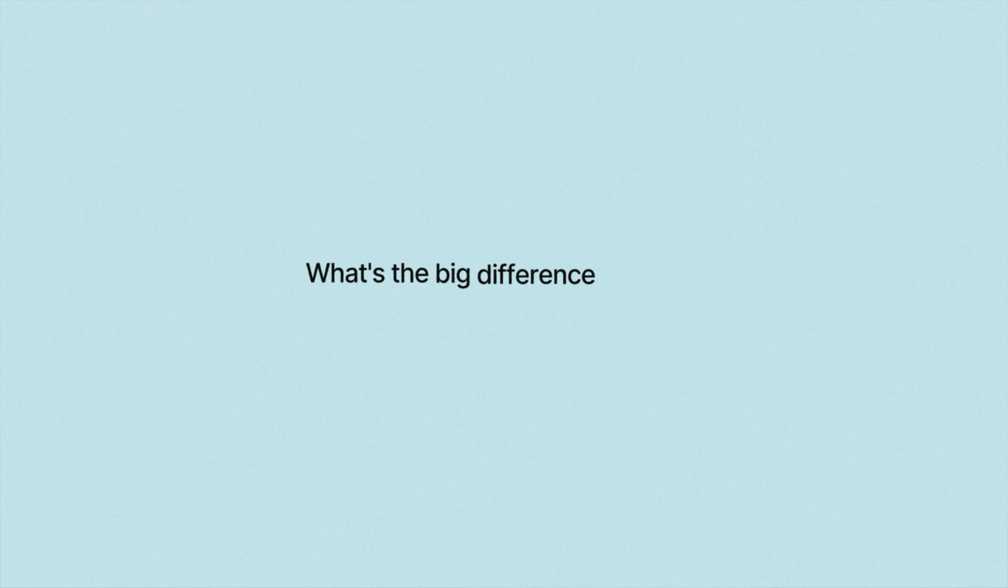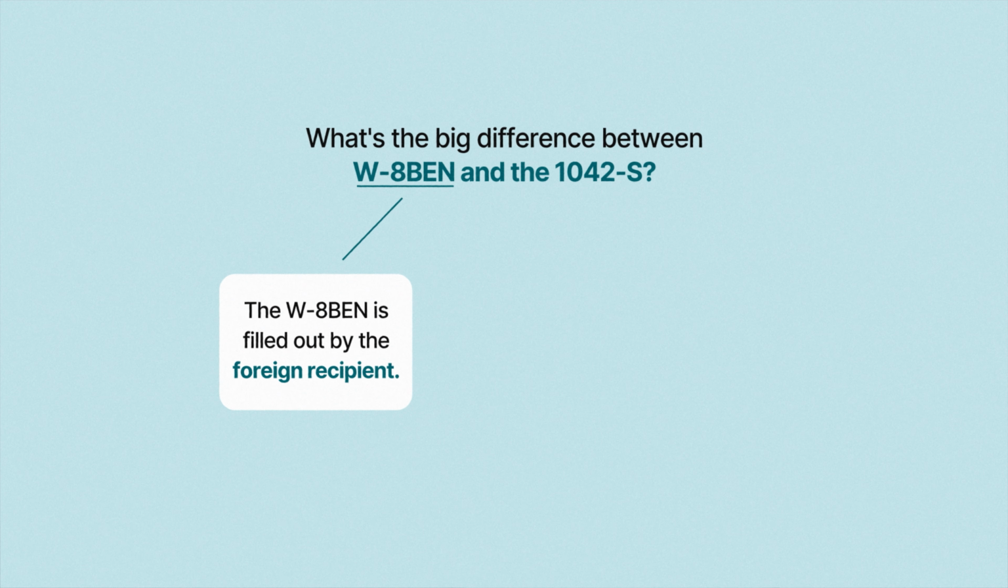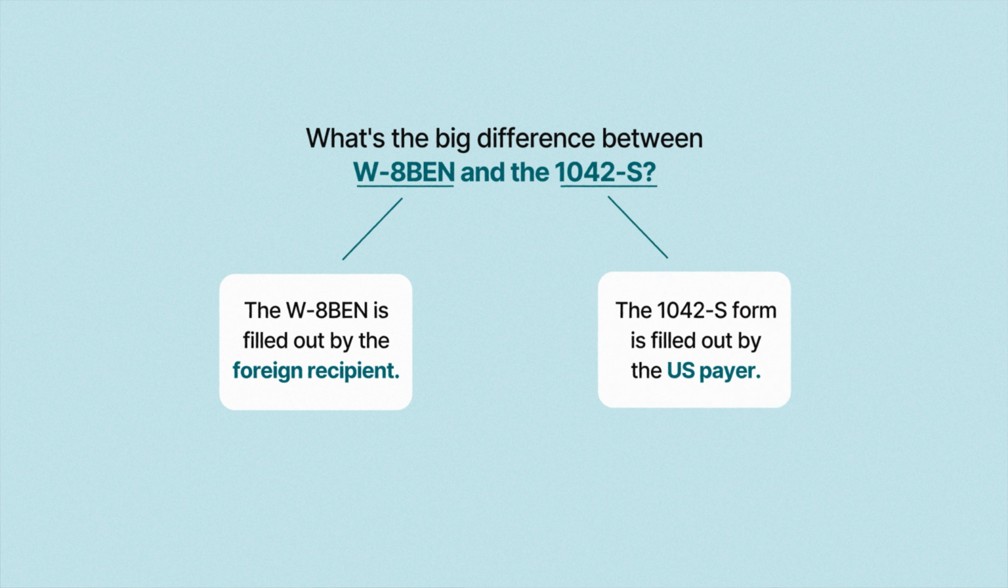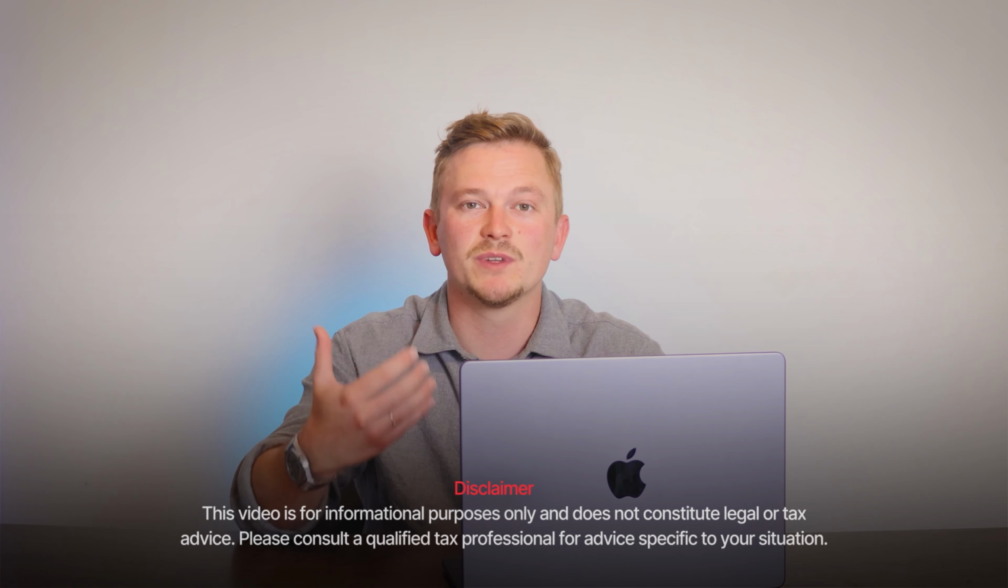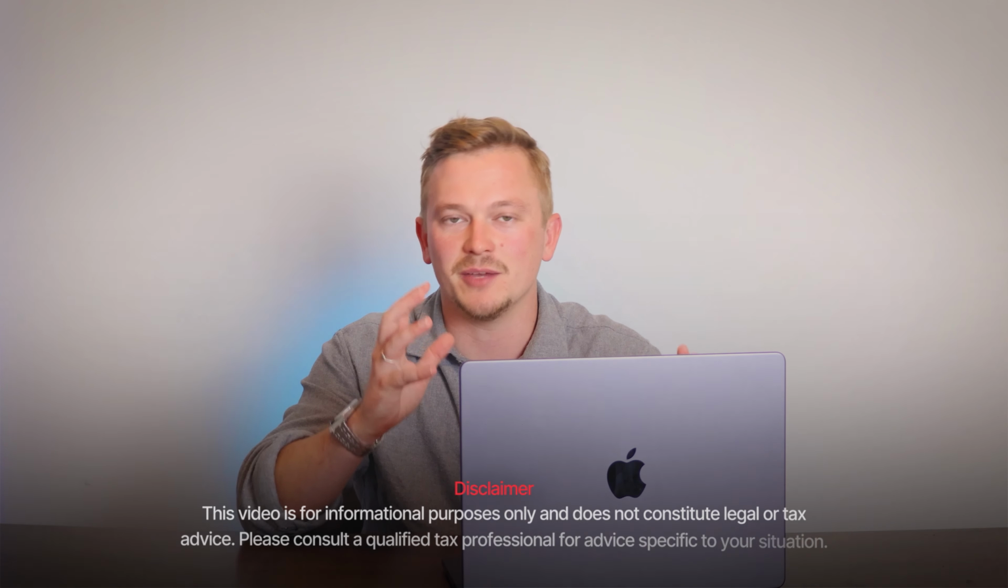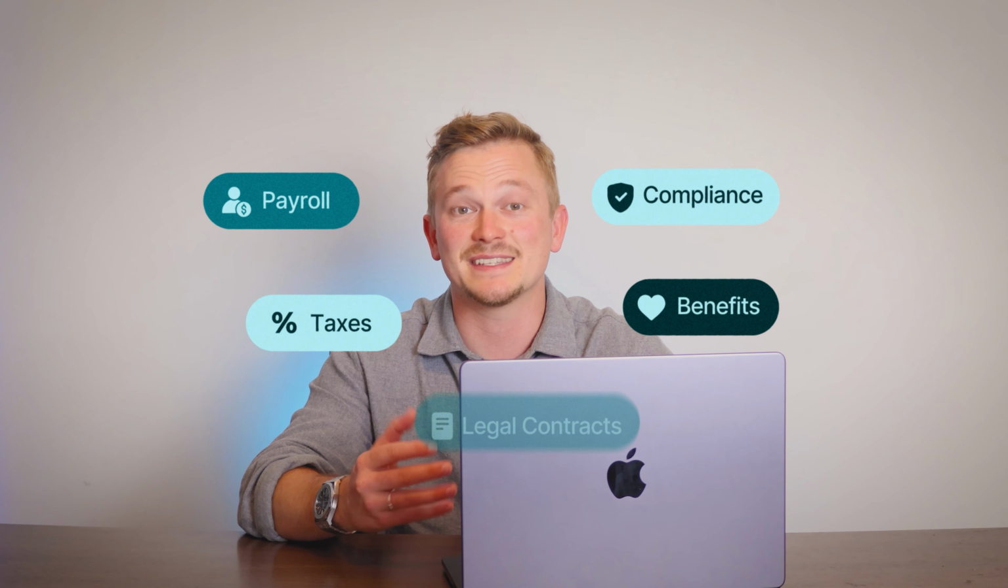So what's the big difference between the W-8 BEN and the 1042S? The W-8 BEN is filled out by the foreign recipient, and the 1042S form is filled out by the US payer. When hiring through an employer of record like Globaltize, we will deal with all aspects of employment. So things like payroll, taxes, compliance, benefits, legal contracts, and so much more.